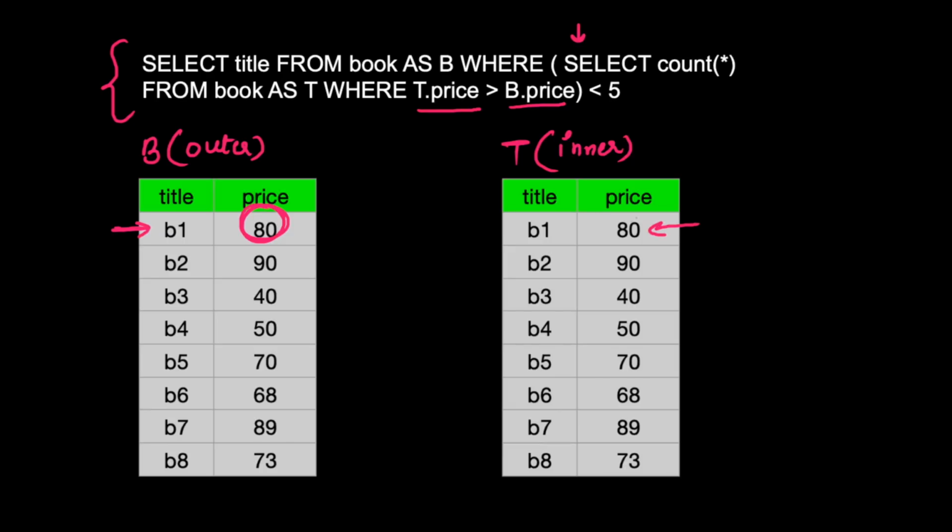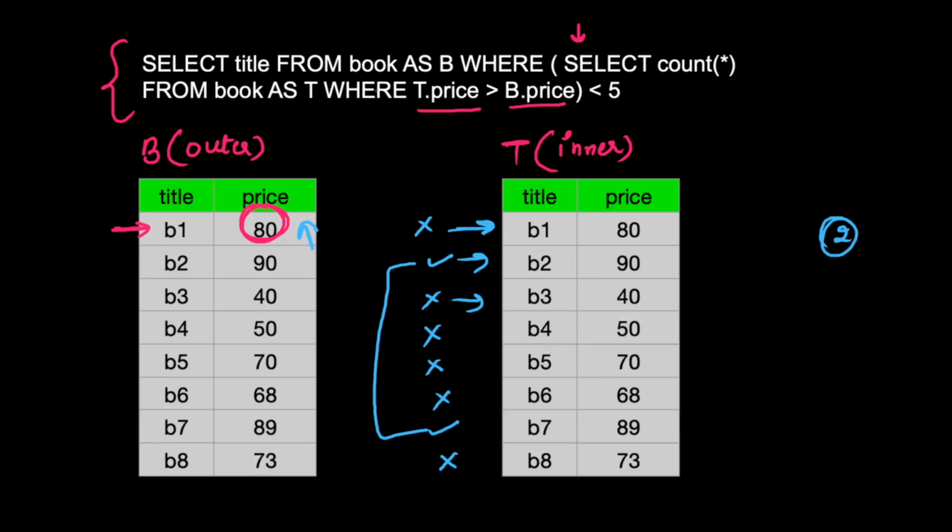When I take this 80, this particular 80 is greater than this 80? Condition fails, condition is false. I repeat myself. Simple, see. What you have to do is take each of the rows of this query and compare it with 80. So let's do this. Whether this 80 is greater than 80, no. This 90 is greater than 80, yes. This 40 is greater than 80, no. This 50, no. This 70, no. This 68, no. This 89 is greater than 80, yes. 73 is greater than 80, no. So how many rows do we have which are greater than 80? 2.